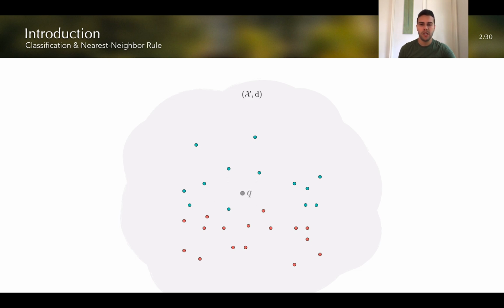Now the problem of classification is that if we're given a query point Q, which is unlabeled, we want to predict the class of this query point. And the nearest neighbor rule is one such classifier that predicts the class of that query point using the class of its nearest neighbor.